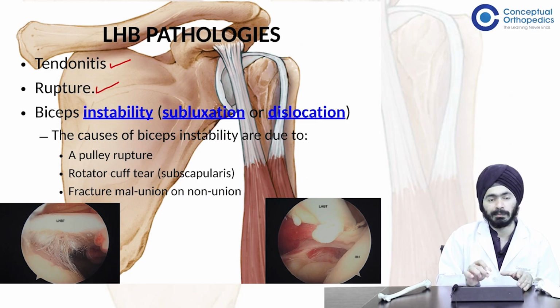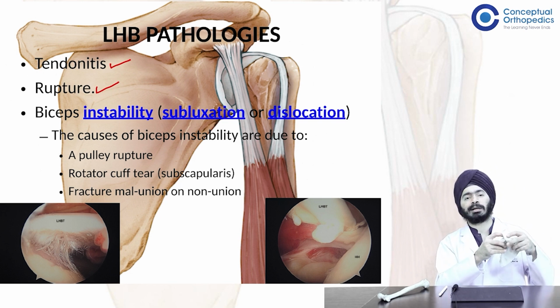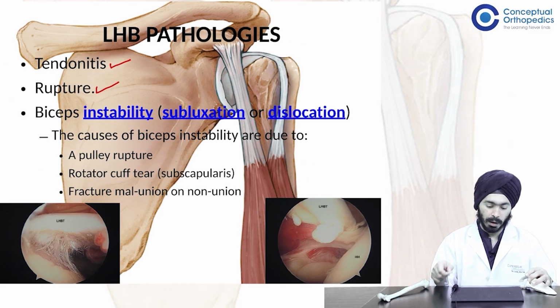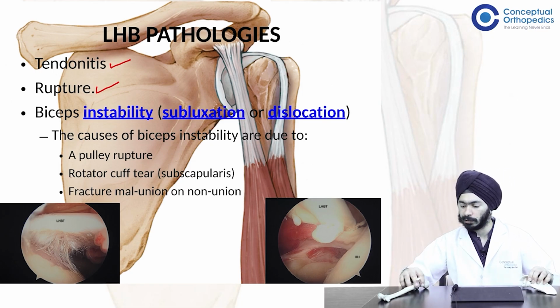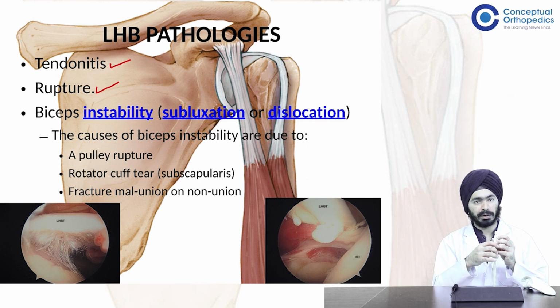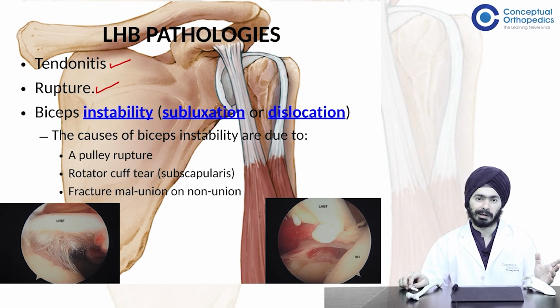The biceps tendon can be ruptured. So the long head of biceps ruptures from its attachment and classically presents as what we know as the Popeye sign. So clinically it will present as a Popeye sign. There may be biceps instability, which may present as a subluxation or dislocation. So the biceps tendon, instead of being in the groove, slips out, usually anteriorly. Most of the times it slips out anteriorly because of some associated pathology. Usually it's a subscapularis tear.